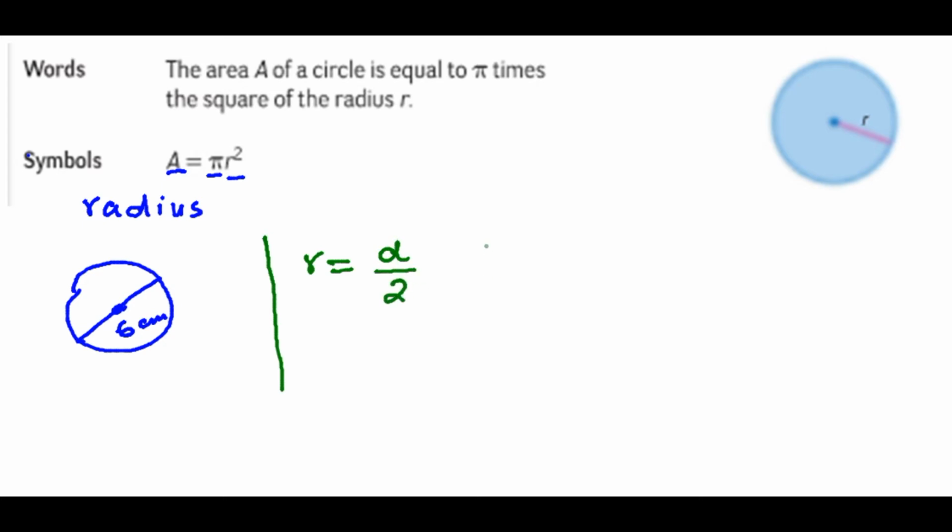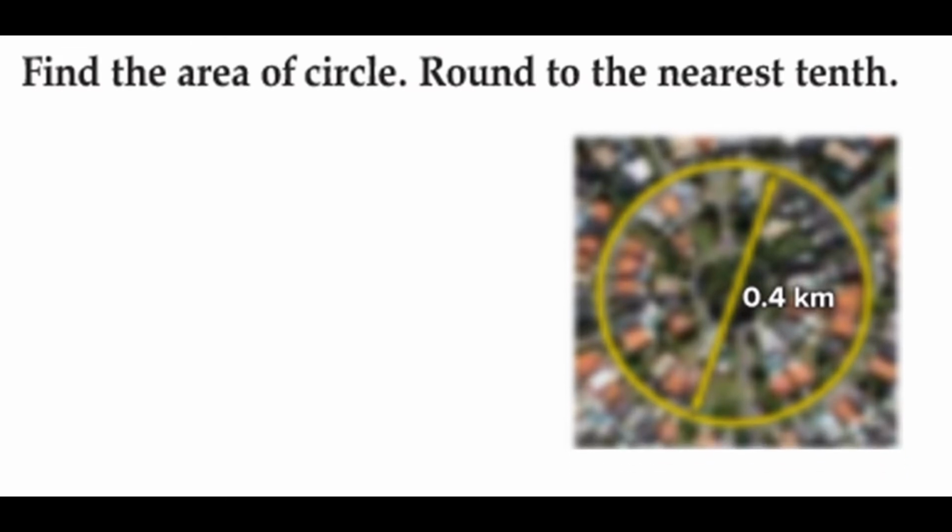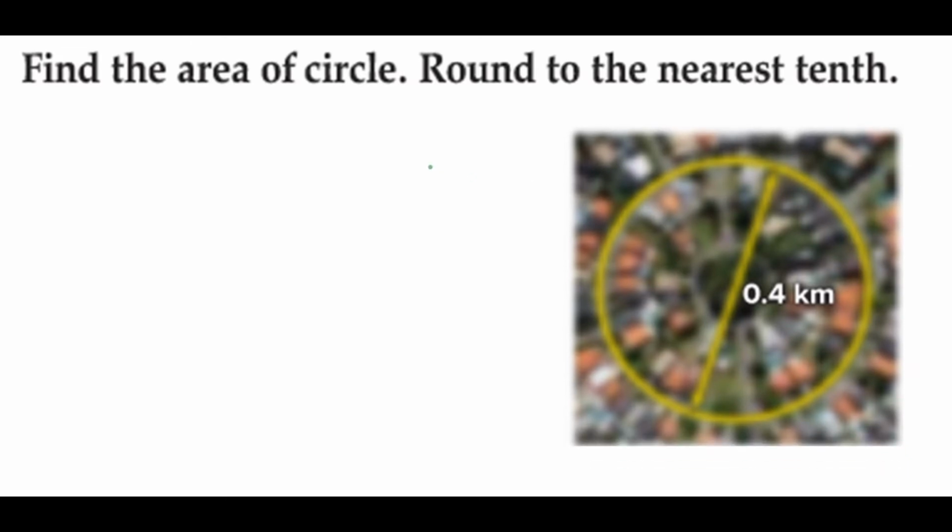Or if you have the radius and want to find the diameter, d will be equal to 2r, 2 times the radius. So you can use these additional formulas to find the radius if the diameter is given and the diameter if the radius is given. Let's start our first example. Find the area of the circle, round to the nearest tenth.